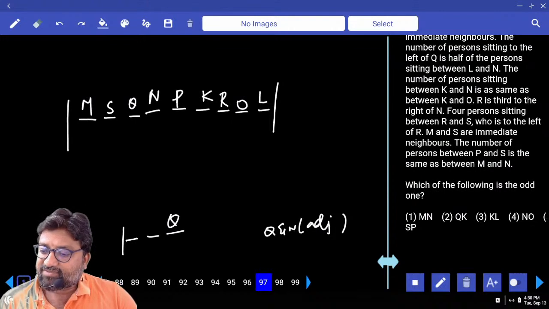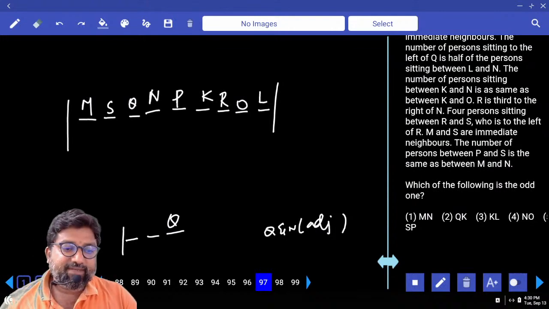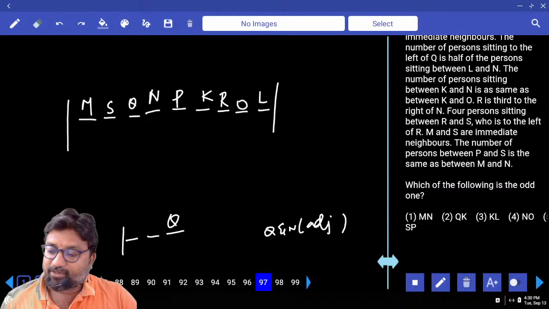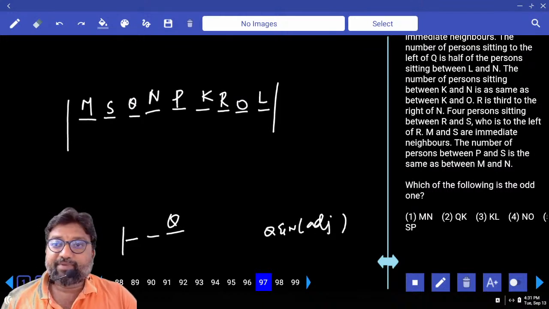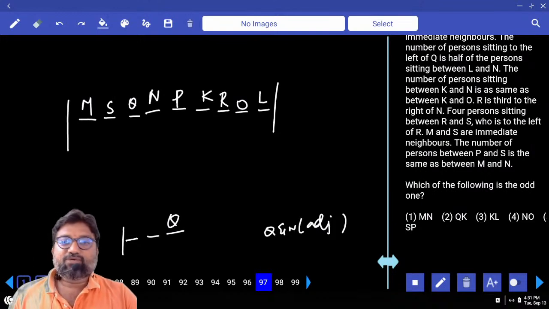And the following is the odd one. M and N, 2 people. Q and K, 2. K and L, 2. N and O, 3 people in between. P also 2 people. Option?